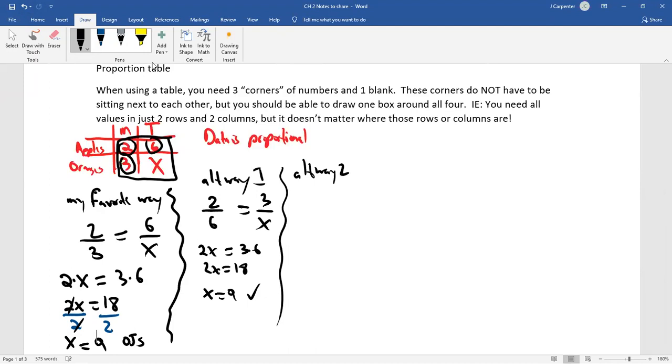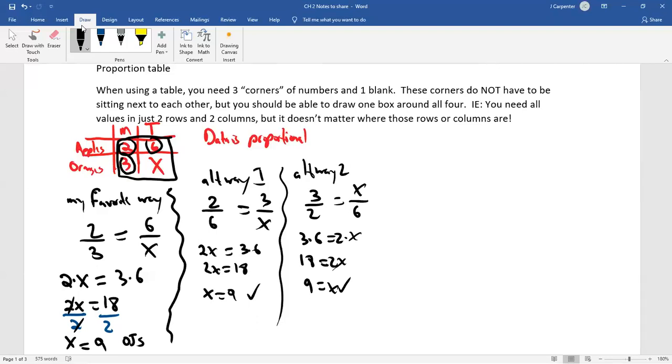Alternate way number 2. Instead of top over bottom, I can go bottom over top. So I could go 3 over 2, but as long as I'm consistent, since I did oranges over apples, I can go x over 6. Bottom over top, bottom over top. So cross multiply, you get 3 times 6 equals 2 times x, which is 18 equals 2x, which is x equals, sorry, the x is on the other side now, not that it technically matters. That should give us 9 equals x. That's 3 of the, again, 8, arguably 16 different ways that you could set up this proportion and get it right.